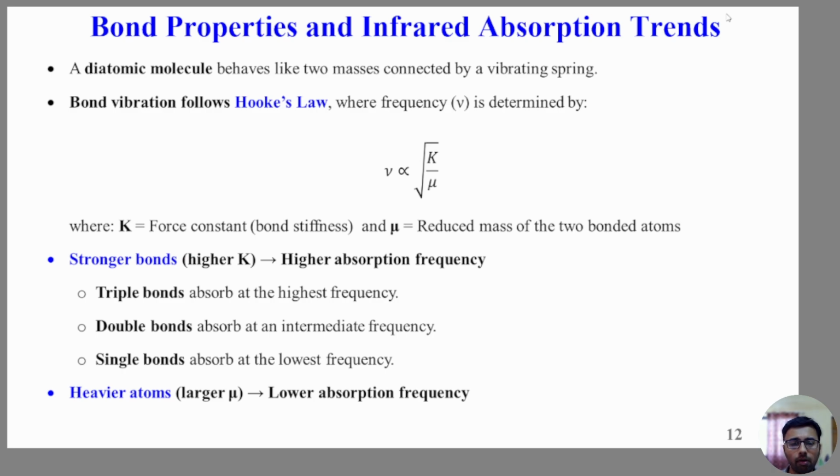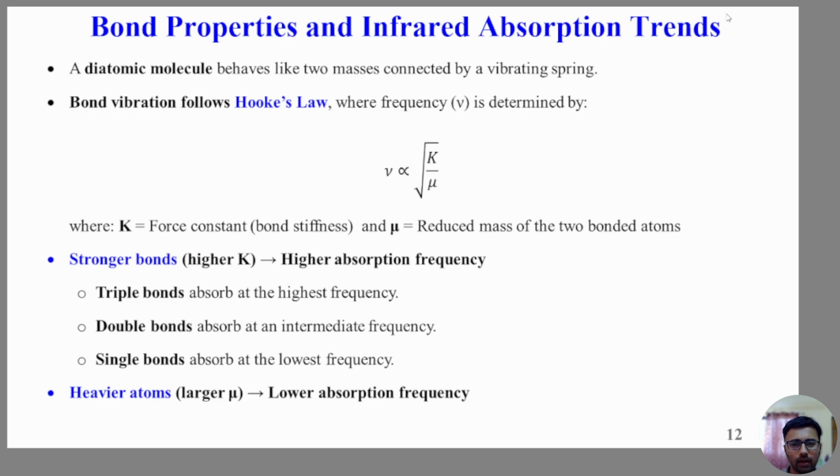But an important question still remains. Why do these bonds absorb at those particular frequencies? Why does a carbon-hydrogen bond absorb near 3000 centimeter inverse while a carbonyl bond absorbs near 1700 centimeter inverse? Today we are going to answer that question, and to do that we will combine chemistry, physics and classical mechanics.